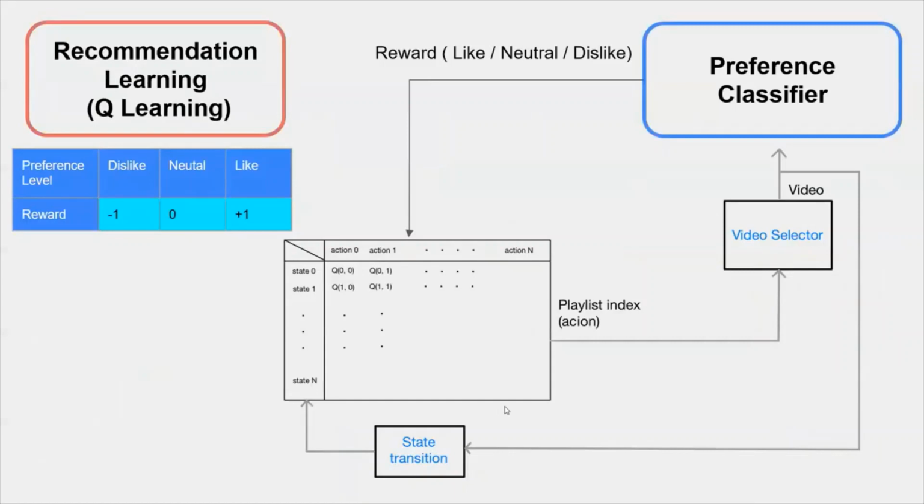Now we know how QPlay classifies the preference. Let's talk about how QPlay recommends a good video. QPlay uses a reinforcement learning method called Q-learning, which is how it got its name. In the Q-learning process, QPlay takes the current video index as the state and the preference label as the reward. The mapping between preference label and reward is shown in the left-hand table. With this information, QPlay can find out the most preferable playlist and choose one video from the playlist to recommend.